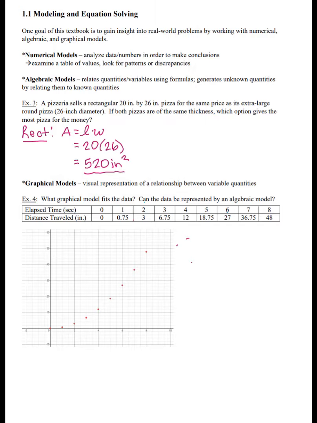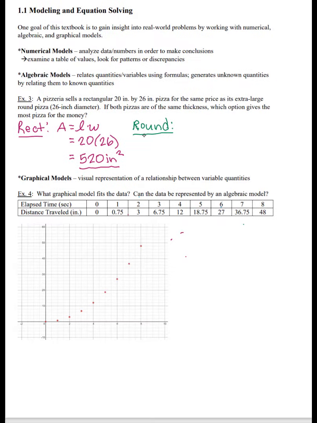Let's switch the colors here. For the round pizza, our area would be pi times r squared. So notice they did give you the diameter, so just make sure you are not substituting in 26. You're using half of the diameter, so we're going to use 13 for our radius.